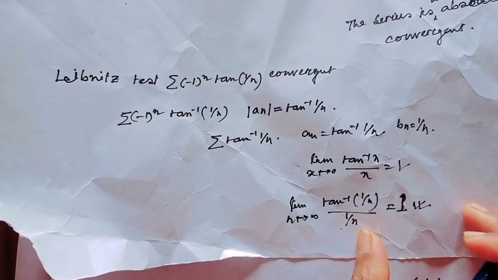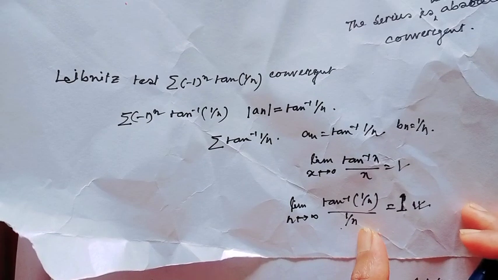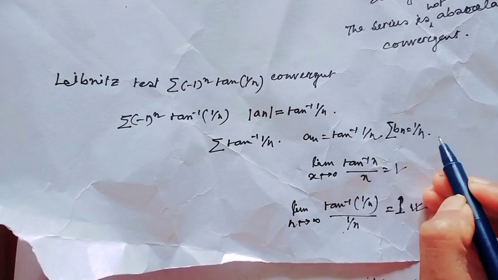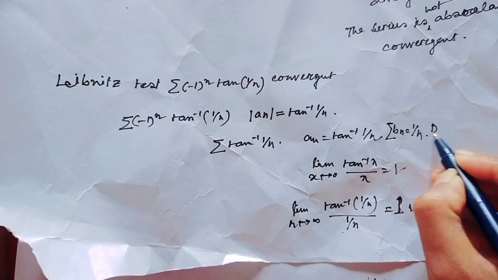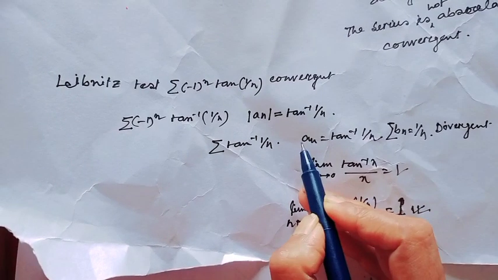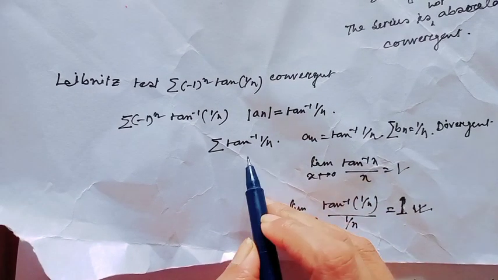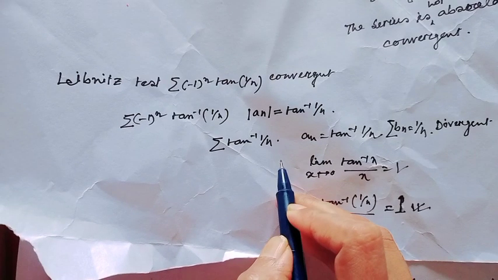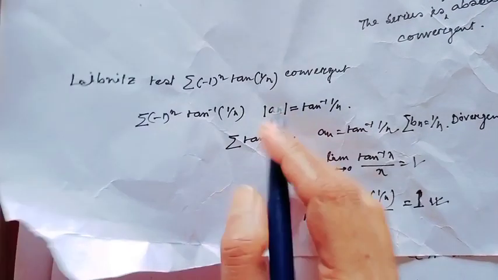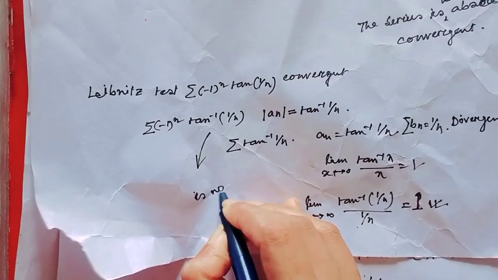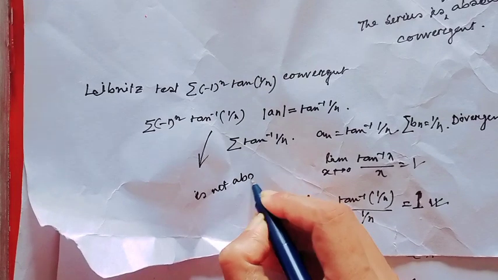And by the limit comparison test, since our chosen bn series is divergent, therefore our given series tan inverse 1 over n is divergent. Therefore this series is not an absolutely convergent series.